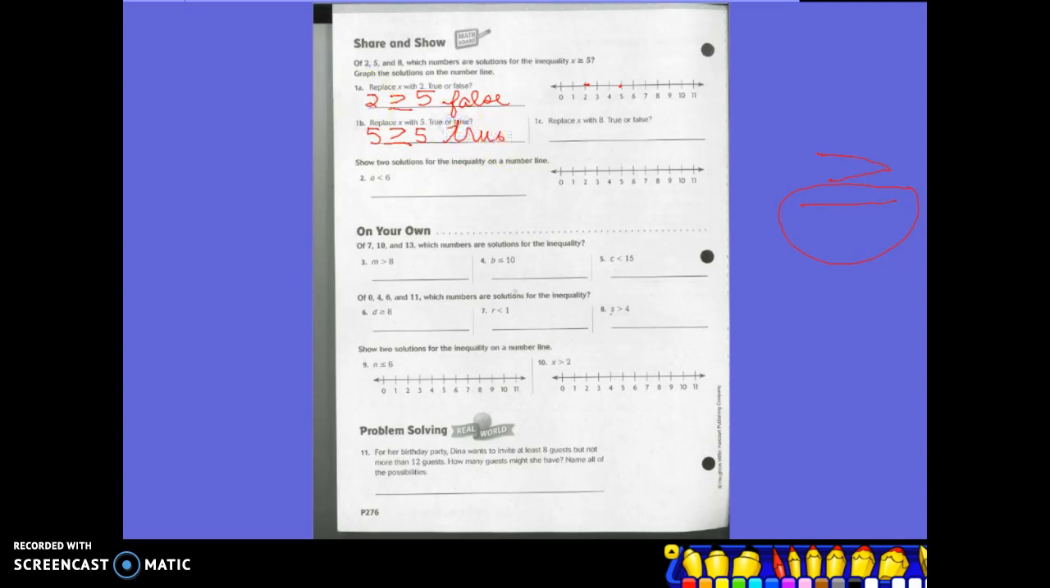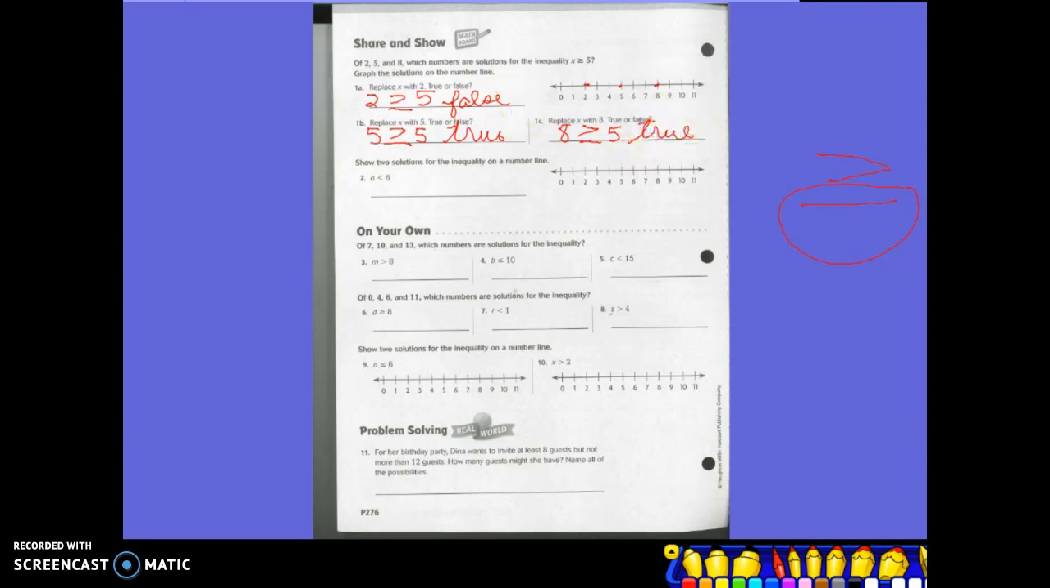We're going to go across to 1C, replace x with 8. So we're going to write 8 is greater than or equal to 5. Cheyenne, true or false? True. 8 is greater than 5.